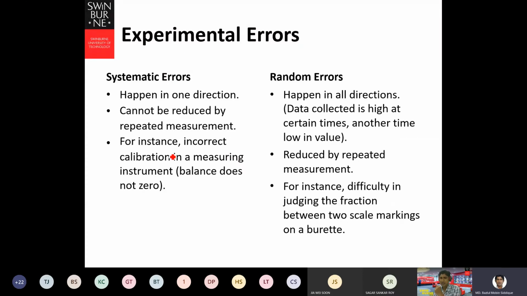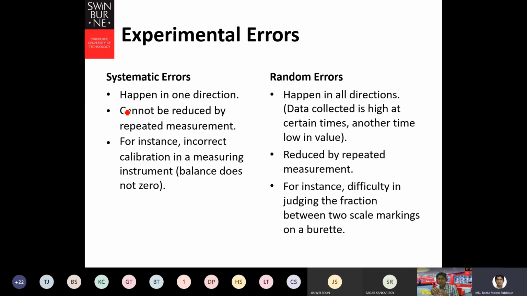And when we do the experiment, many problems can occur. There can be many different types of error. Those errors we can divide into 2 types. One is systematic error, one is random error. I was briefly talking about it in experiment 1. Systematic error happens in one direction. That means it can be prevented, right?